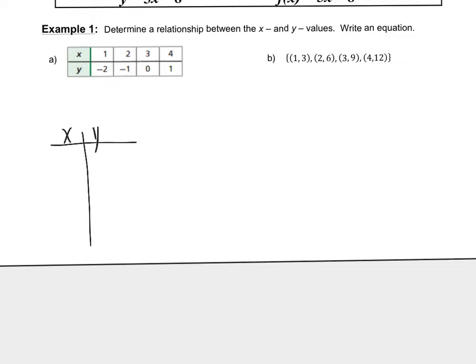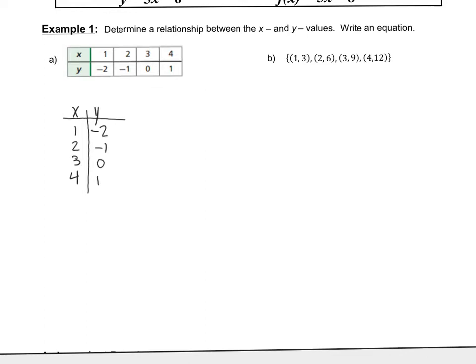So I would write down, what are all the x values? 1, 2, 3, and 4. 1 goes to negative 2. 2 goes to negative 1. 3 goes to 0. And 4 goes to 1. Can you find the equation, the relationship that created this, just like we just did?